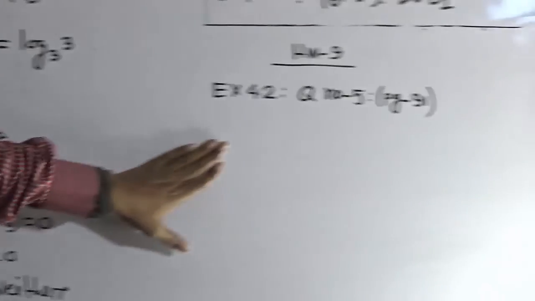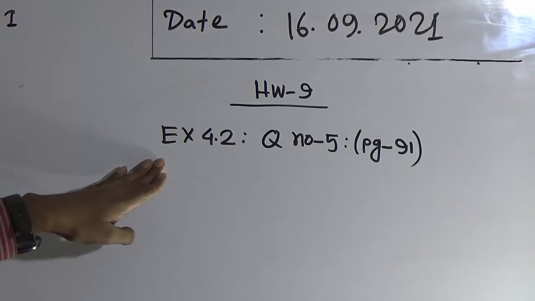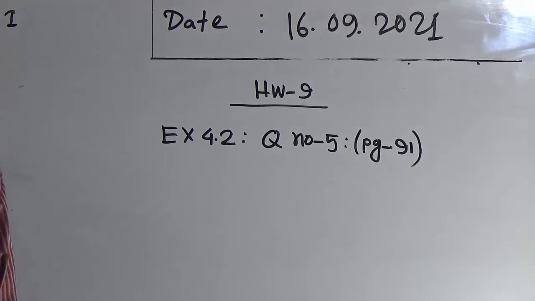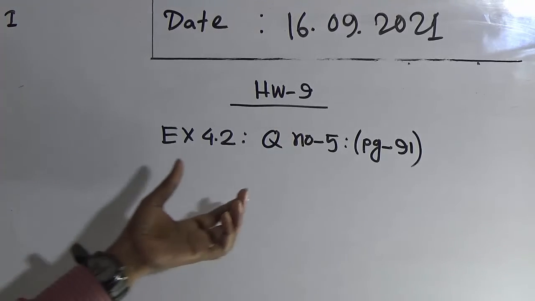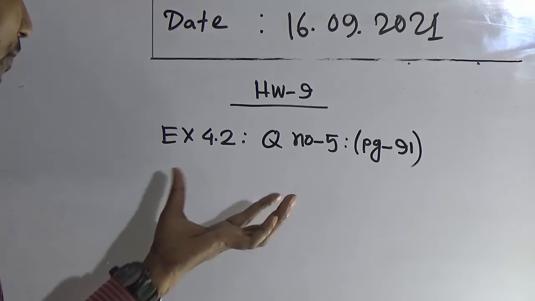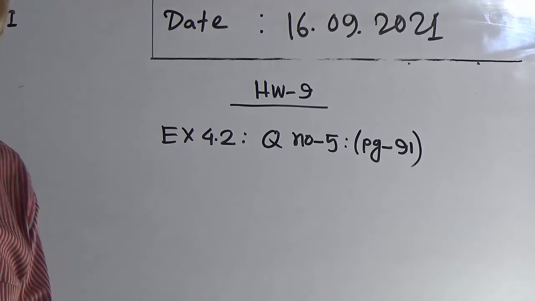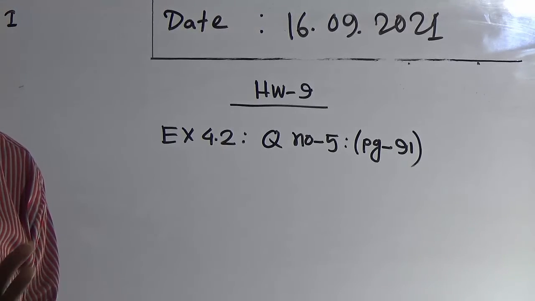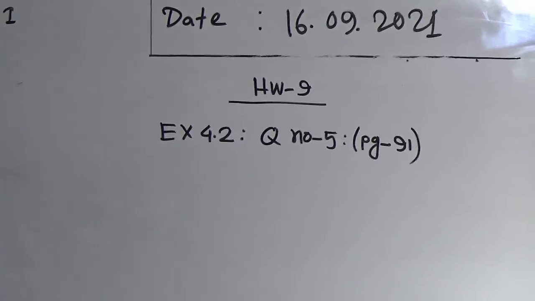Now I will talk with you about homework. Look, your HW number 9: Exercise 4.2, question number 5, page number 91. For this question, there is an example on page 90. That means for solving this problem, you may take help from example number 10, which is taken from the book, page number 90. Student, I hope you understood today's topic.